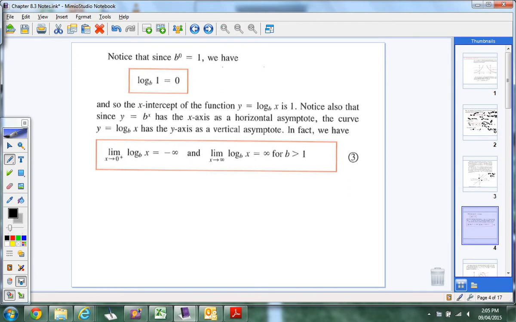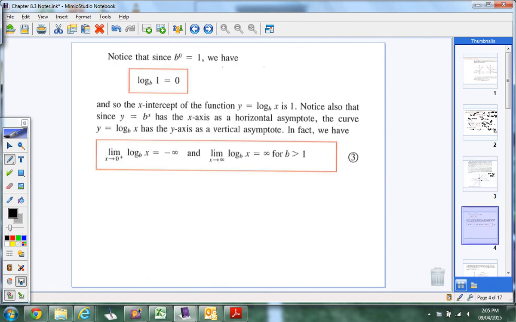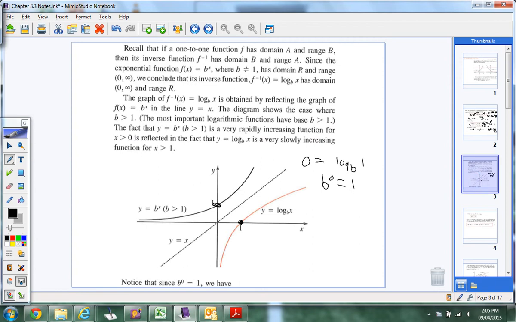The limit as x approaches 0 from the right of a logarithm goes to negative infinity. If I'm coming from the right, it approaches negative infinity because it drops down. And as x goes to infinity, the logarithm goes to infinity.